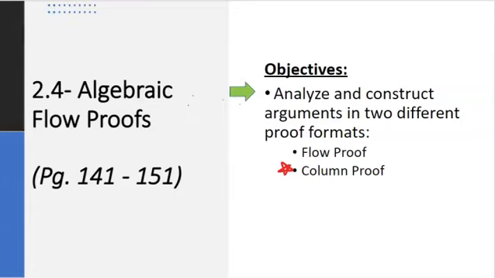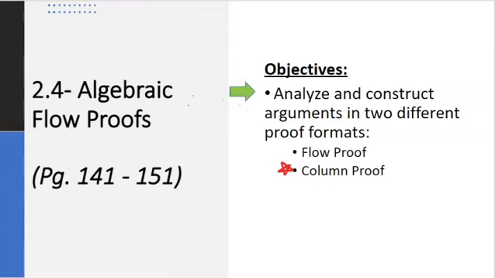Hello everybody, welcome to the fourth video of Unit 2, Algebraic Flow Proofs. This is on pages 141 and 151, so we're really cruising along in the textbook, which is awesome. Our objective today is to analyze and construct arguments in two different proof formats. One is going to be a flow proof, and the second is a column proof.